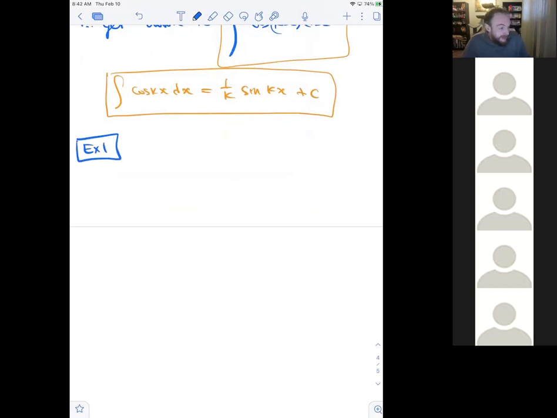So example 1, I'll do an odd-even case. So you're given a product of sine and cosine. This is a nice one that I like because it's going to be the substitution sine. You can see it almost. Cos is odd, so I'm going to steal one immediately. This is equal to the integral of sine 4x times cos 4x times cos x dx.